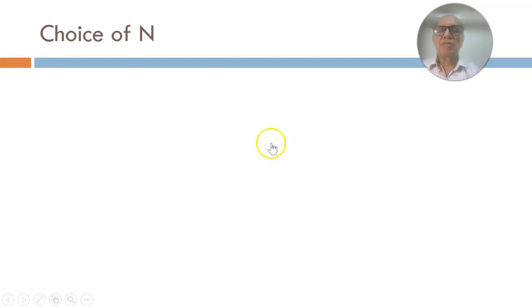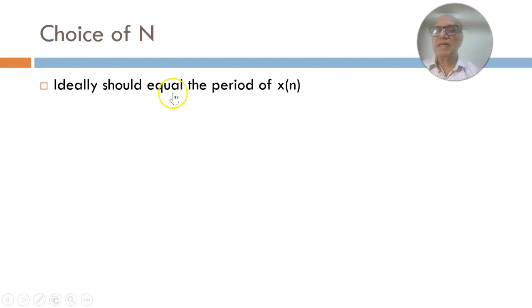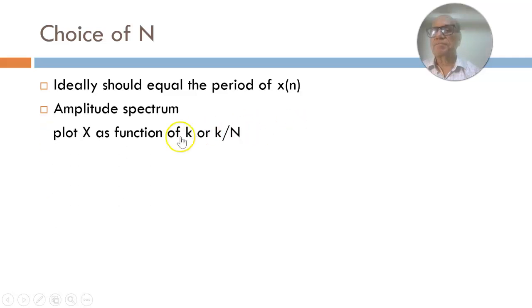Alright, the question is, how do you choose N? The answer is, ideally it should equal the period of x[n], that is, equal to capital N. If that is the period of x[n], in your FFT calculation also you choose N to be the same. It's not absolutely essential, and we'll see what to do when N is different from the period of x[n] itself. Okay.